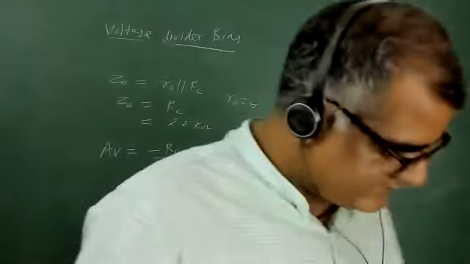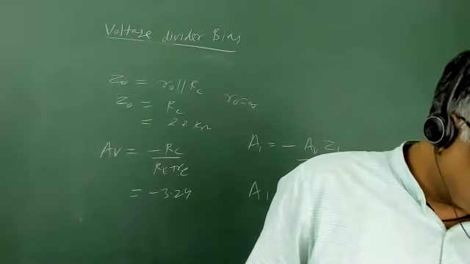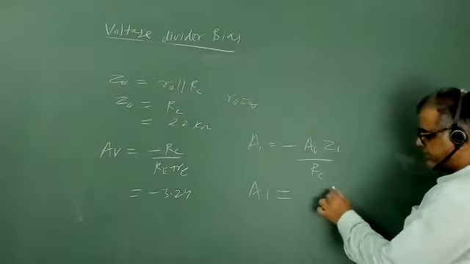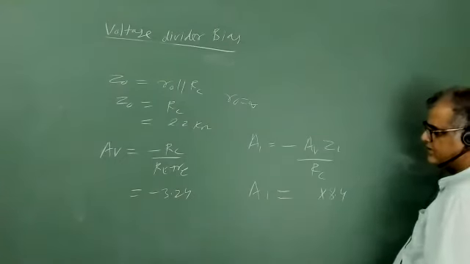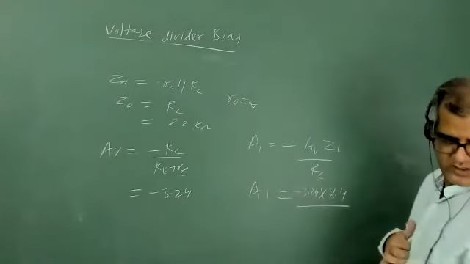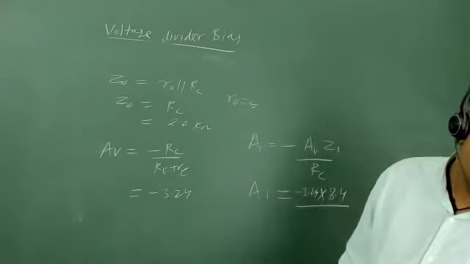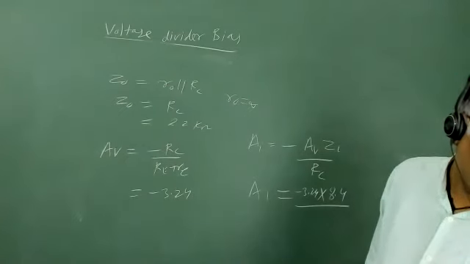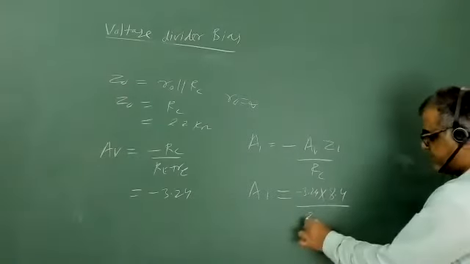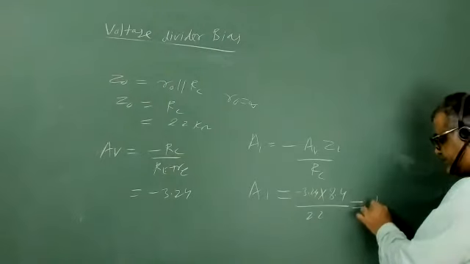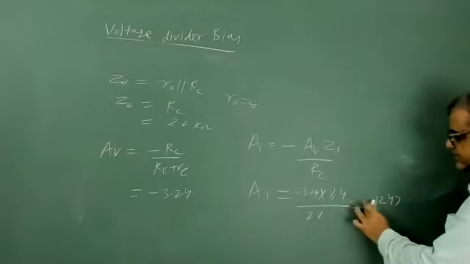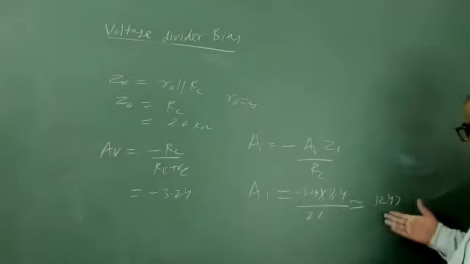What is your ZI? ZI was 8, almost 8.4. Okay, 8.4, and AV is minus 3.24. And what is RC? RC is 2.2. So how much is coming? 12.468, into 10 to the power 3, 12.47. Yes, whatever it is, almost 12 will come.